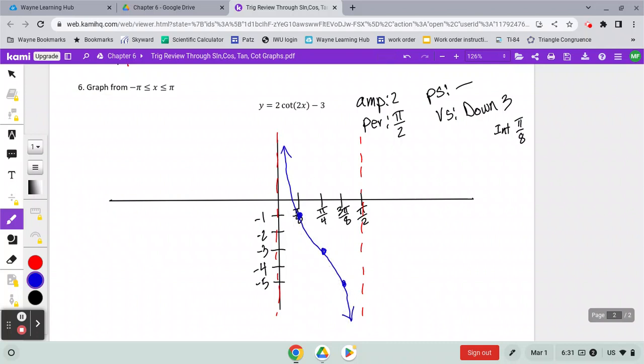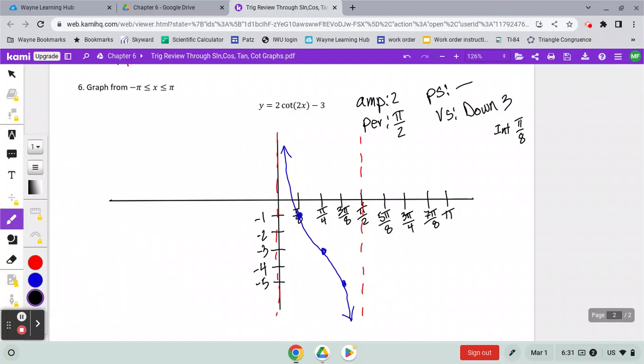But keep in mind, we don't just want that one period. We want all the way from -pi to pi. So right now I'm from 0 to pi over 2. So I need to put another period here. And that actually does get me to pi. This one's 7 pi over 8. This one is 6 pi over 8, which reduces to 3 pi over 4. And then finally, this one is 5 pi over 8.